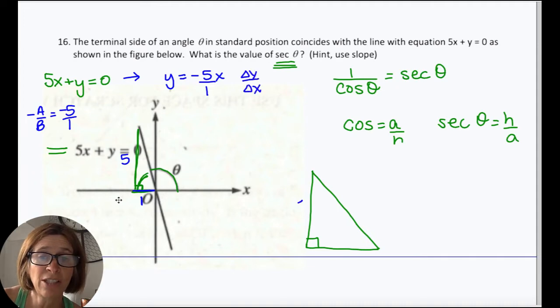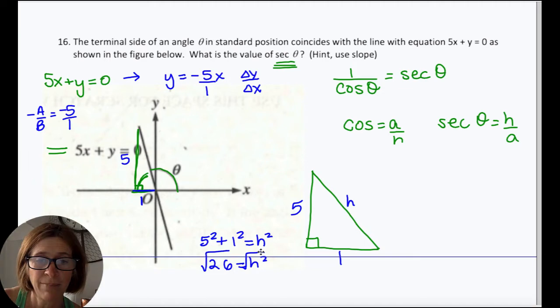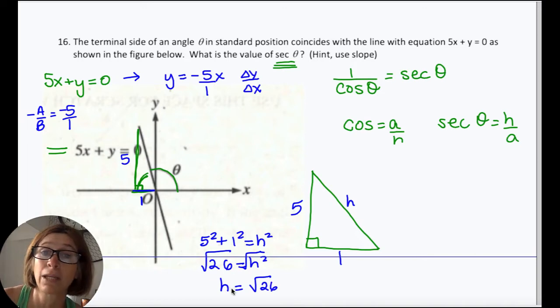Because slope is change in y over change in x. So if I know this is 5 and this is 1, I'd have to use the Pythagorean theorem to find the hypotenuse. So that would be 5 squared plus 1 squared equals h squared. So 25 plus 1 is 26. And so we take the square root of both sides. Know that when we do that, we get a positive and negative answer, but because we're talking about length, we're only going to look at the positive value. So that value right there is root 26.